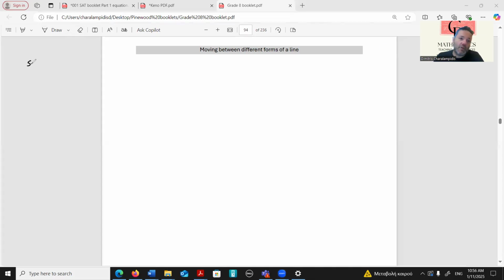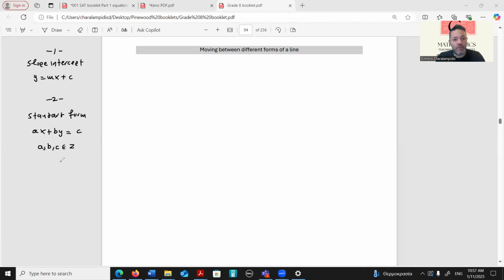At first, we had the slope-intercept form, which is the form y equals mx plus c. Then we had the standard form, which is the form ax plus by equals c, in which a, b, and c are integers, meaning whole numbers.